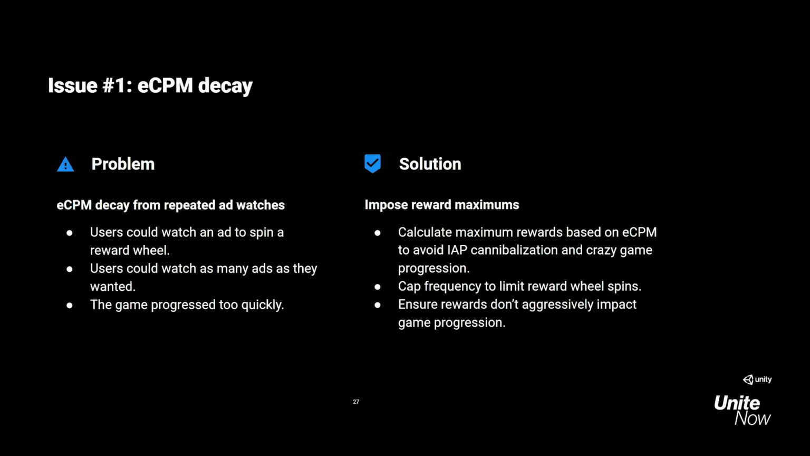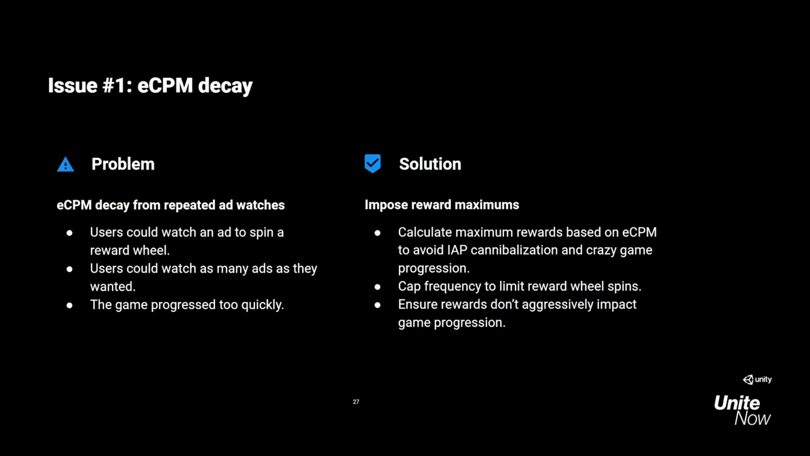So the game had a mechanic where if you watched a video ad, you could spin a reward wheel that gave you some pretty good prizes like premium currency and upgrades. Users could watch as many ads as they wanted to spin this wheel as many times as they wanted. This led to 2 bad things. The first was eCPM decay, which meant that each subsequent ad watch got them less money. The second was that users got a ton of premium currency and upgrades, which let them advance quickly and easily. This meant that few users actually ended up purchasing anything.